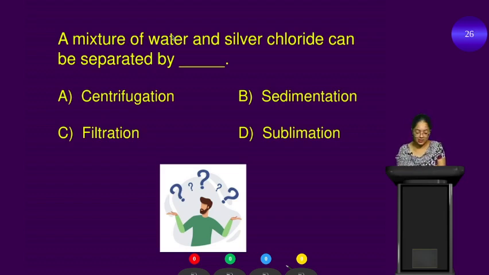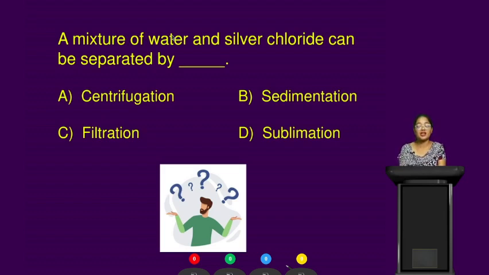Guess the right answer. A mixture of water and silver chloride can be separated by what method? Filtration or sedimentation or centrifugation or sublimation? You have 15 seconds of time. You can guess. I think it's a very easy question, right? We just spoke about this. We have 5 seconds. Now 3, 2 and 1.